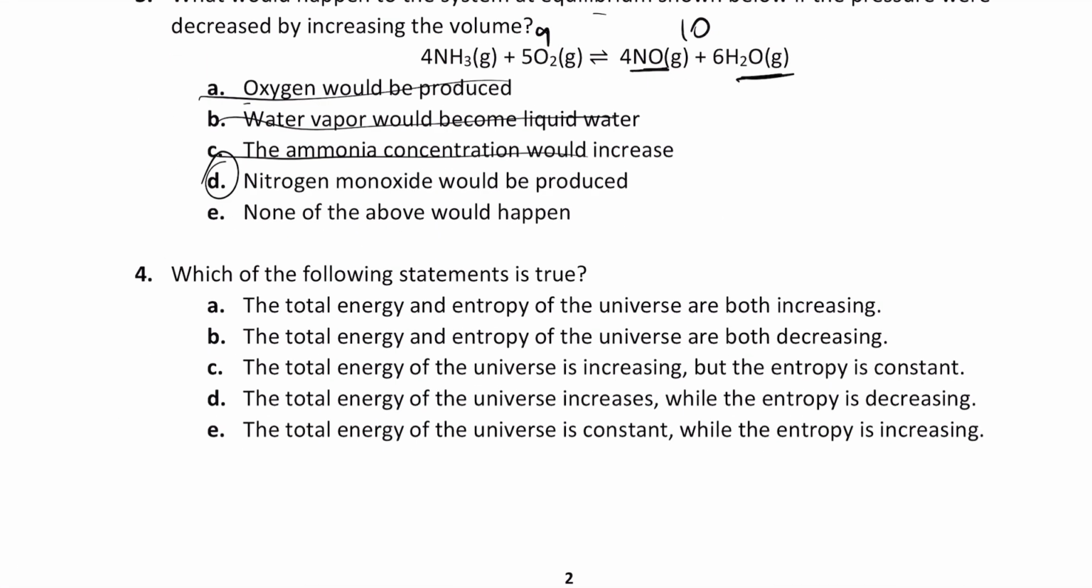Question 4. Which of the following statements is true? All right, this is a concept-based question. So let's see. Total blah, blah, blah. That's not wrong. Energy is constant. Entropy is increasing. That's D, so that's it.